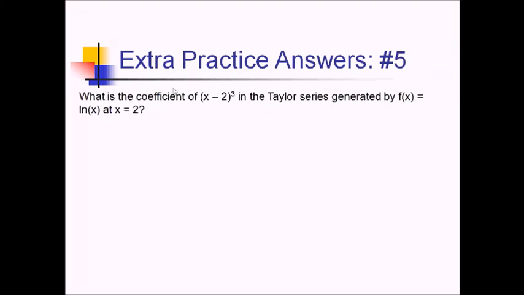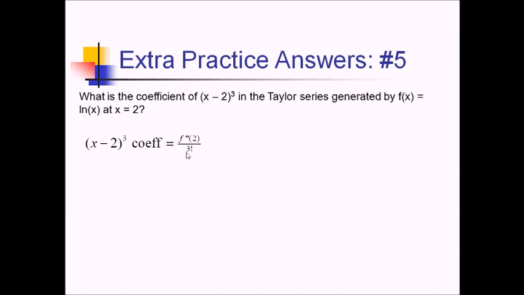On this question, they want to know the coefficient of x minus 2 cubed in the Taylor series for f of x equals ln of x, about x equals 2. So for this one, I need to figure out what the coefficient should look like. I don't really necessarily have to generate everything in the series, but let me see what I'm aiming for here. So to get the third power coefficient, that means I need the third derivative at 2 over 3 factorial. So this is what my x minus 2 cubed coefficient ought to look like.